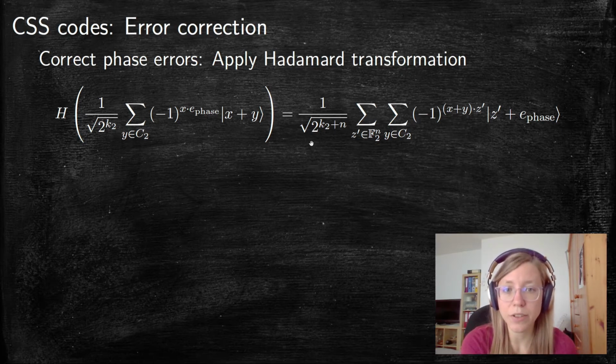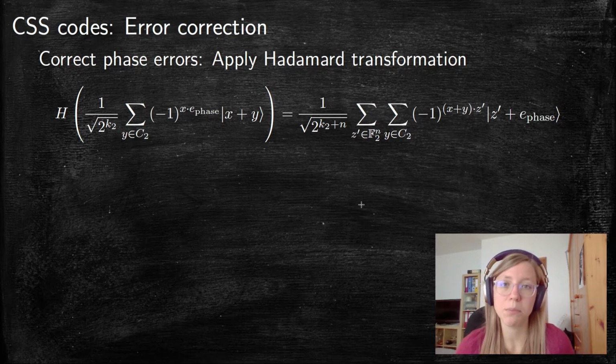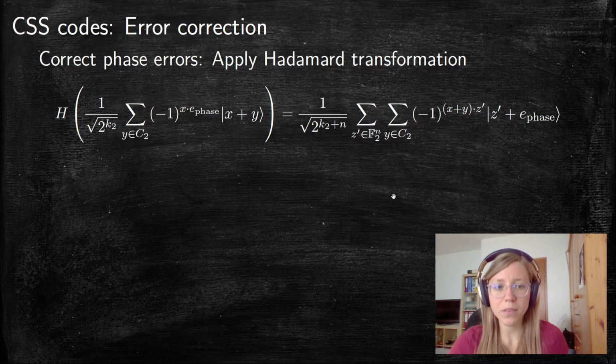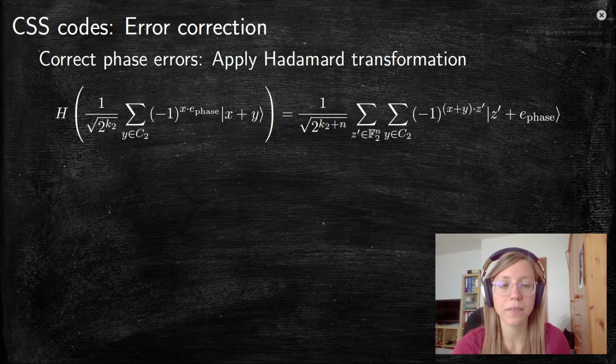In the factor, we have now 1 over the square root of 2 to the power of k2 plus n. Then we have an additional sum now, which is over z prime. And z prime is an element of the space F_2^n, which is simply all the bit strings of n bits that there are. So all combinations that are possible.